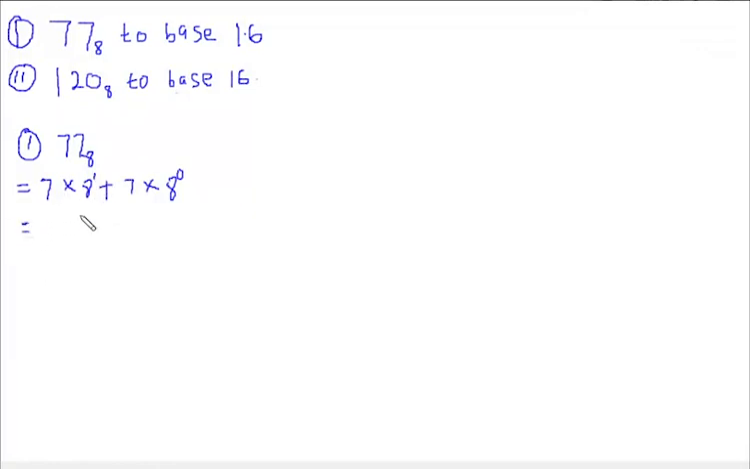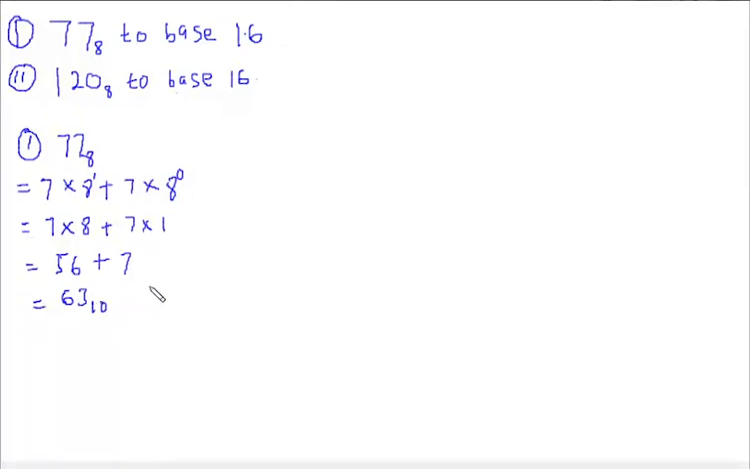So this is equal to 7 times 8 raised to power 1, plus 7 times 8 raised to power 0. 8 raised to power 1 is 8, and 8 raised to power 0 is the same thing as 1. So 7 times 8 is 56, plus 7 times 1 is 7. Adding 56 and 7 is equal to 63 in base 10. So the equivalent of 77 in base 8 is 63 in base 10.